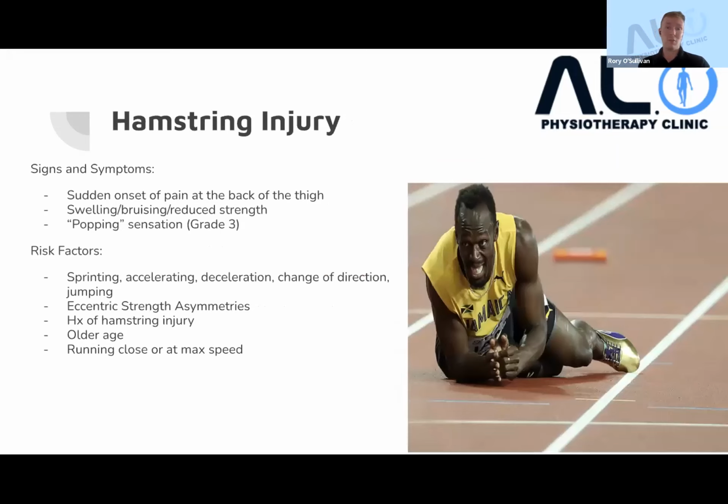So finally, hamstring injuries is something we see quite a lot of, and usually more so in sprinters and middle distance runners as well.